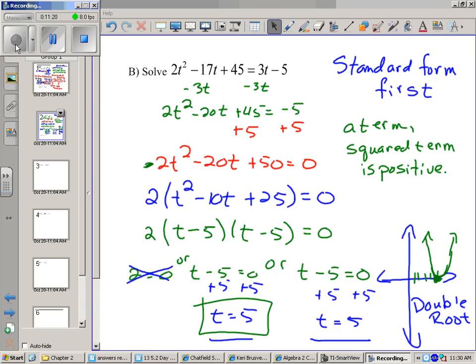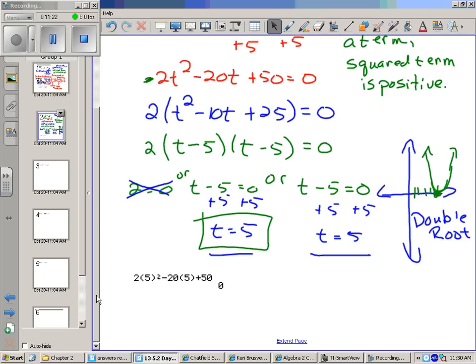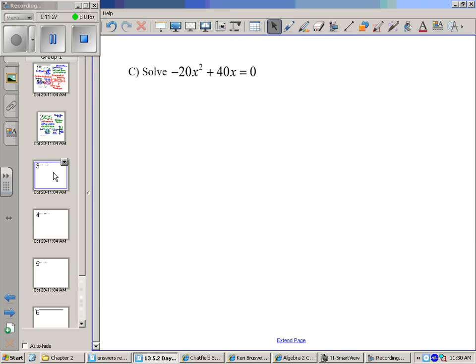Let's try a different problem. This is where we were at. I kind of paused and came back to this. What if I gave you a problem that looks like this? Solve negative 20x squared plus 40x equals 0.